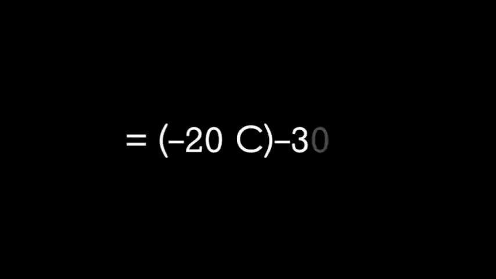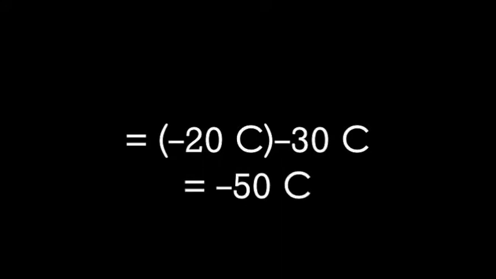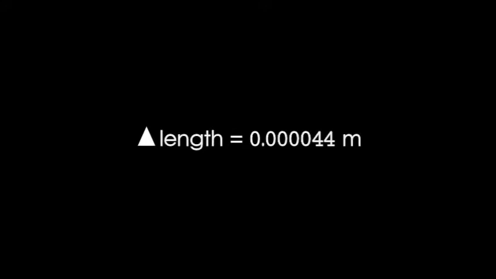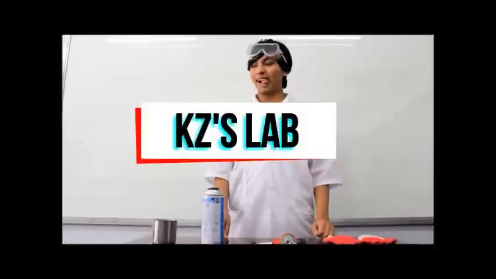If we get the change in temperature by subtracting negative 20 degrees Celsius from 30 degrees Celsius, we get 50 degrees Celsius. So if we input our values into our equation, the change in length is equal to alpha, which represents the coefficient of the material, times length times change in temperature. That would be 0.000011 times 200 meters times 50 degrees Celsius, which is equal to 0.000044 meters.